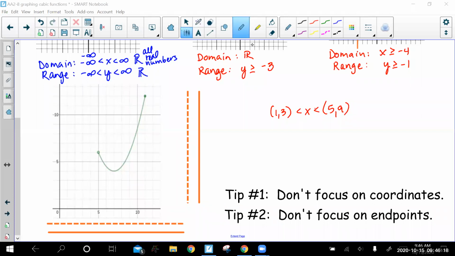Let me mark attendance here. There we go.